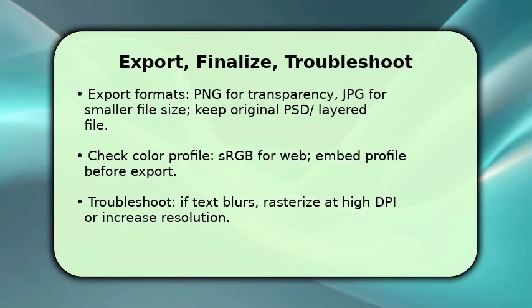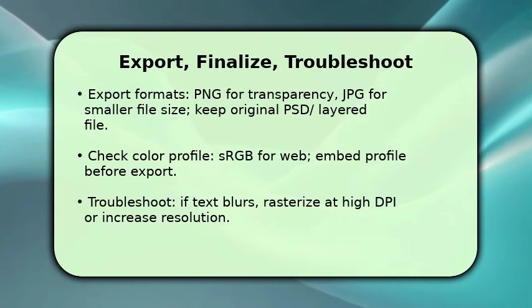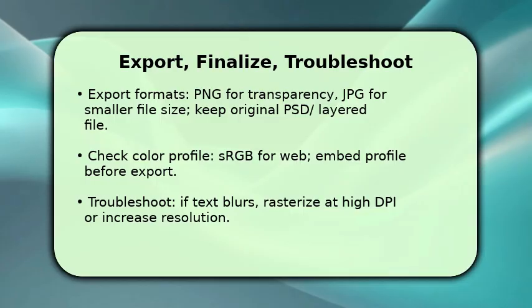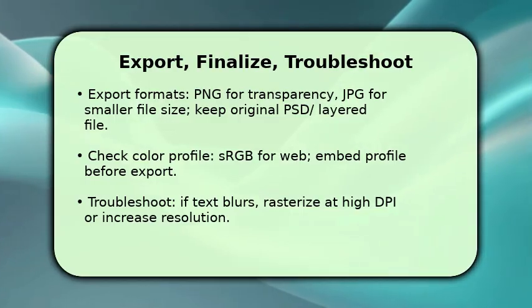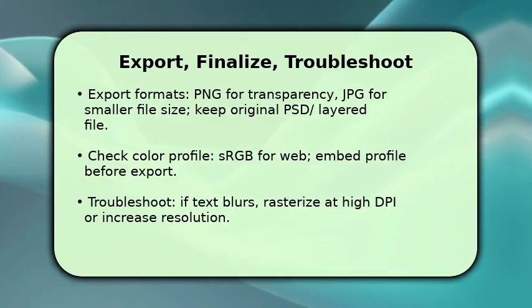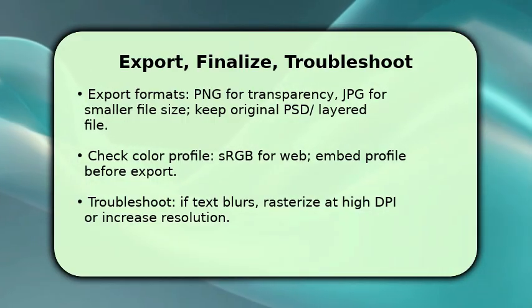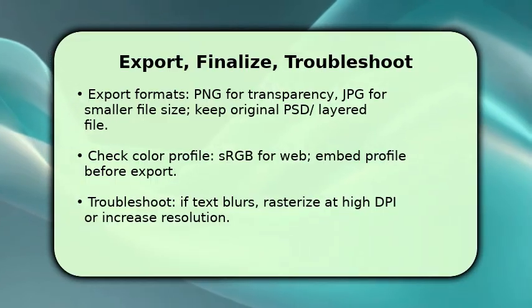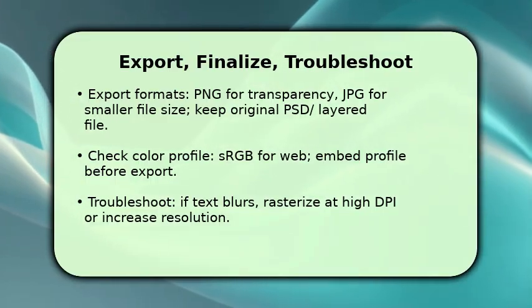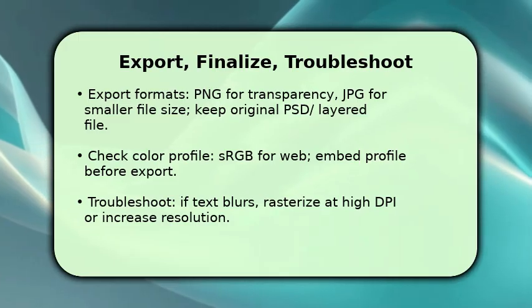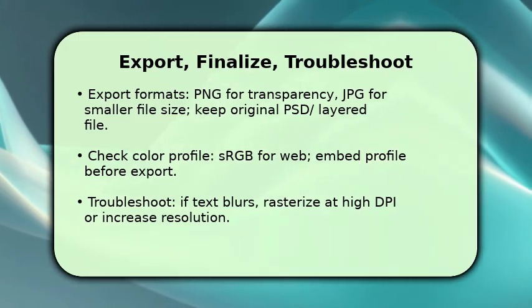When you finish, save a layered source file for edits, then export final assets. PNG if you need transparency, JPG for smaller web delivery, and always use sRGB for consistent colors. Compress carefully so text edges stay crisp. If compression causes artifacts, try 90% quality or export at 2x resolution and scale down.